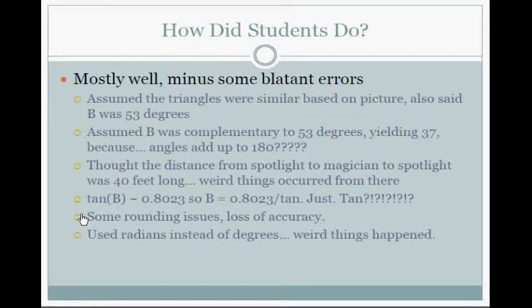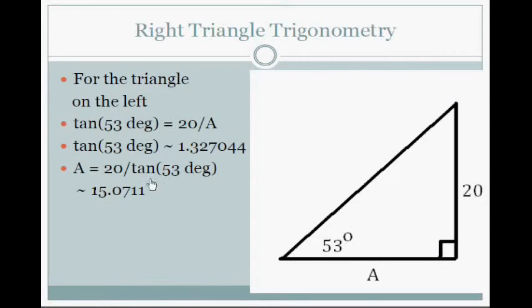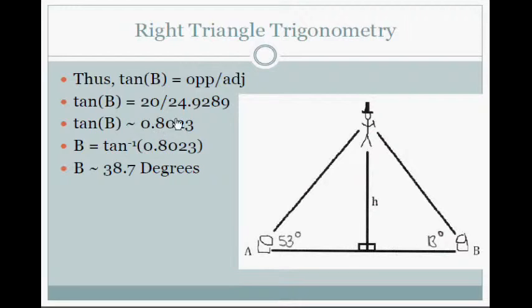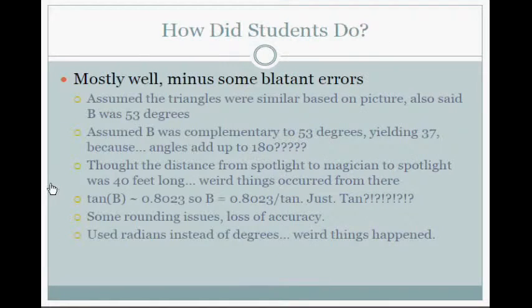Lastly, there were just some rounding issues, and that led to a loss of accuracy, sometimes up to within a degree, actually. So if students truncated their answers too early, like going back up here, if they had just said that this was 15.1, and then from there this becomes 24.9, and then from here you get a rounding of maybe 0.81 or 0.800, that's going to change your answer a little bit. Not a whole lot in this case, but still enough for me to look at your final answer that is not quite 38.7. And usually I was pretty lenient. I just took off maybe 1 point for rounding issues.